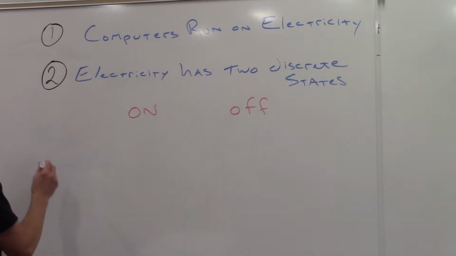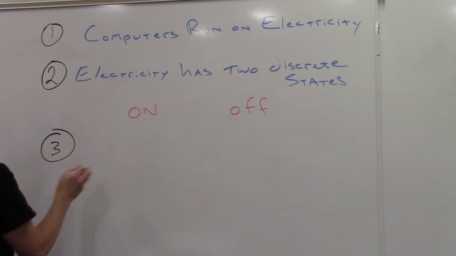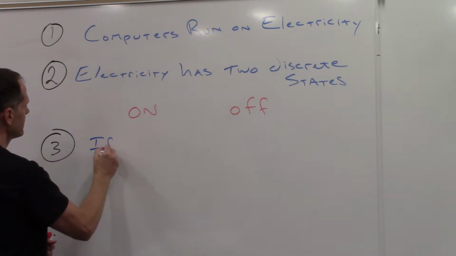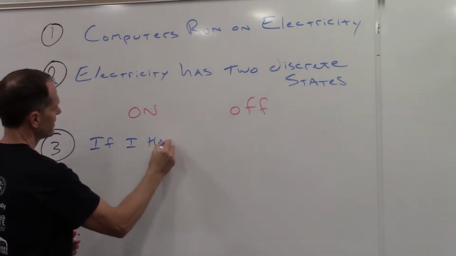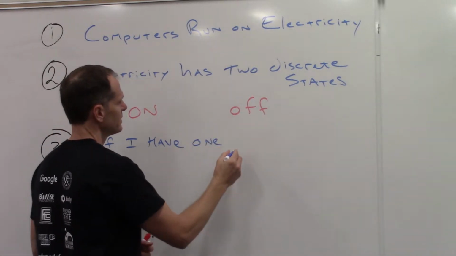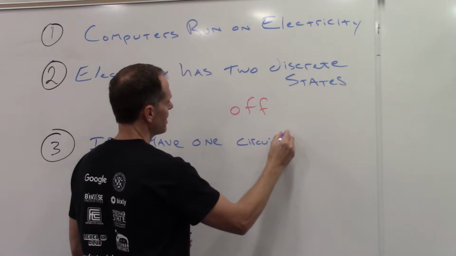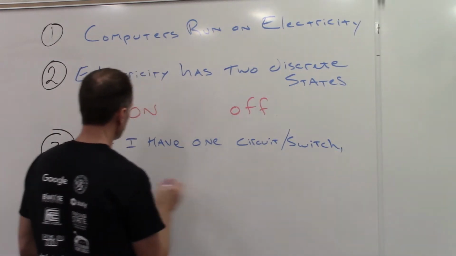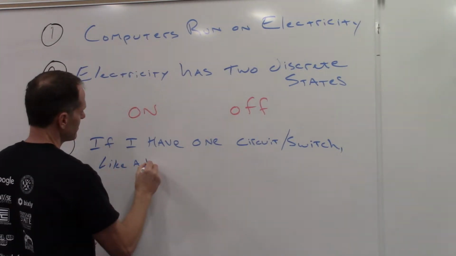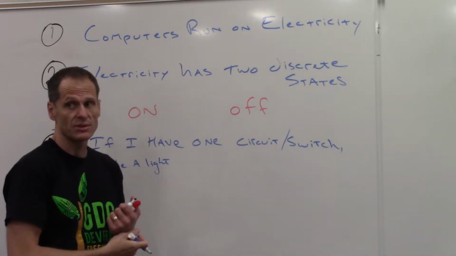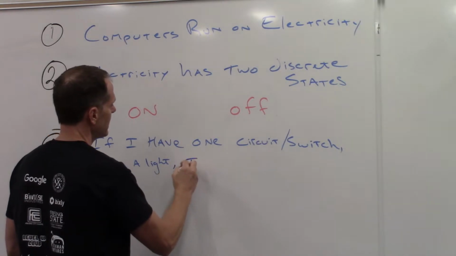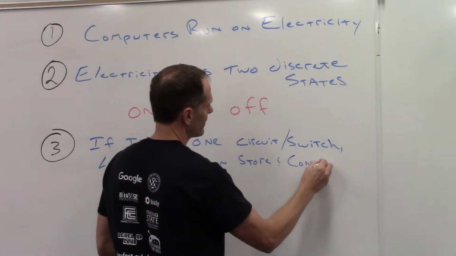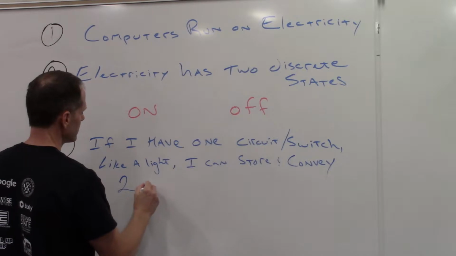So here's the next point in your presentation of how computers work. If I have one circuit, or you might also call this a switch, like a light, because a circuit, a switch, it's just like the lights in these classrooms. You can turn them on or off. I can store and convey two messages.